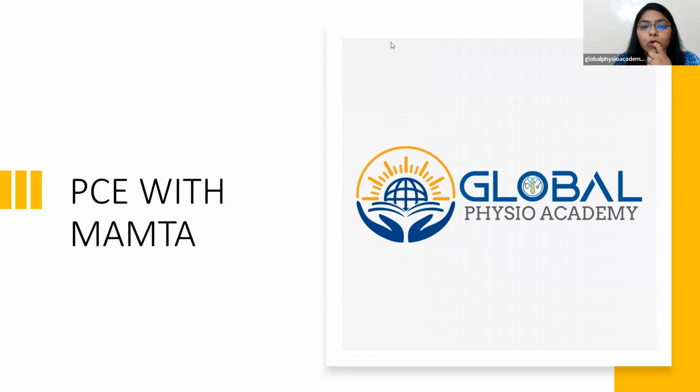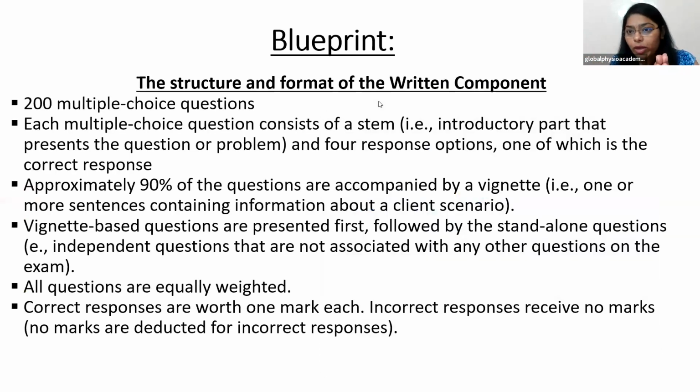Perfect. Okay. Now, PCE with Mamta, Mamta Kansara. So the blueprint. The written exam has a structure and format. There are a total of 200 multiple choice questions you have to finish within 4 hours. So here also time is the limit. You have 4 hours, 50 questions per hour. It is a very important speed for the student, and for my students, I am going with this 50 questions per hour speed.